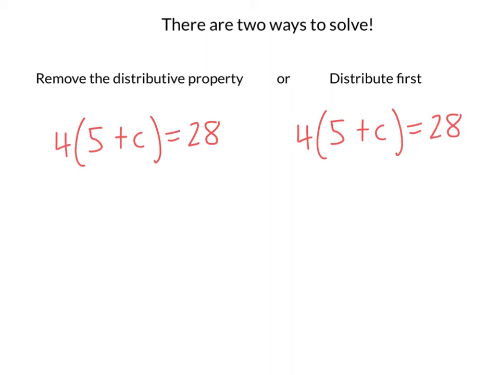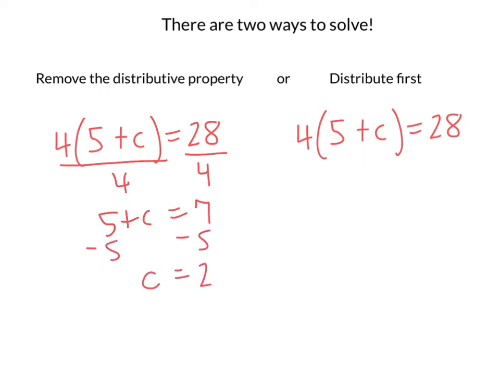So if we are removing the distributive property, what we are going to do is divide both sides of the equal sign by 4. So we end up with 5 plus C is equal to 7. We subtract 5 from both sides of the equal sign, and C is equal to 2.